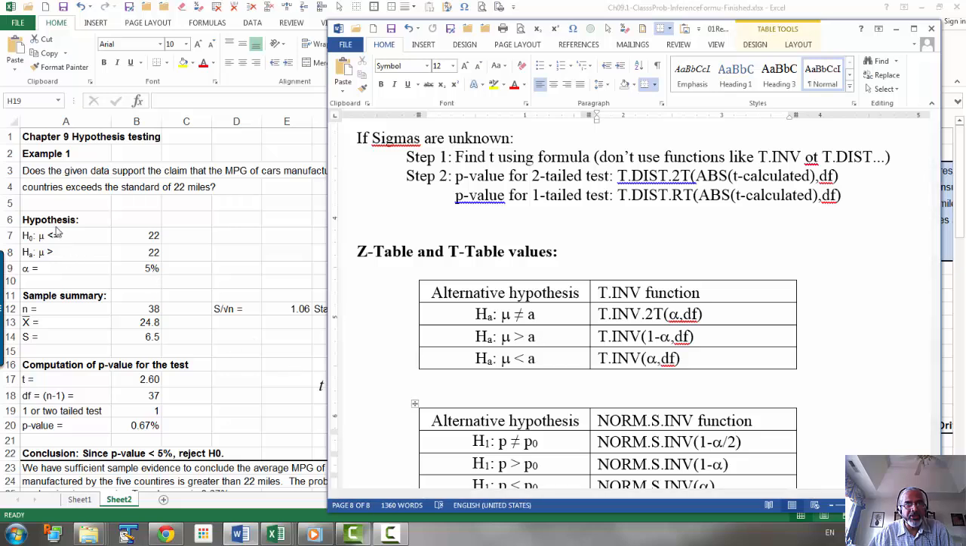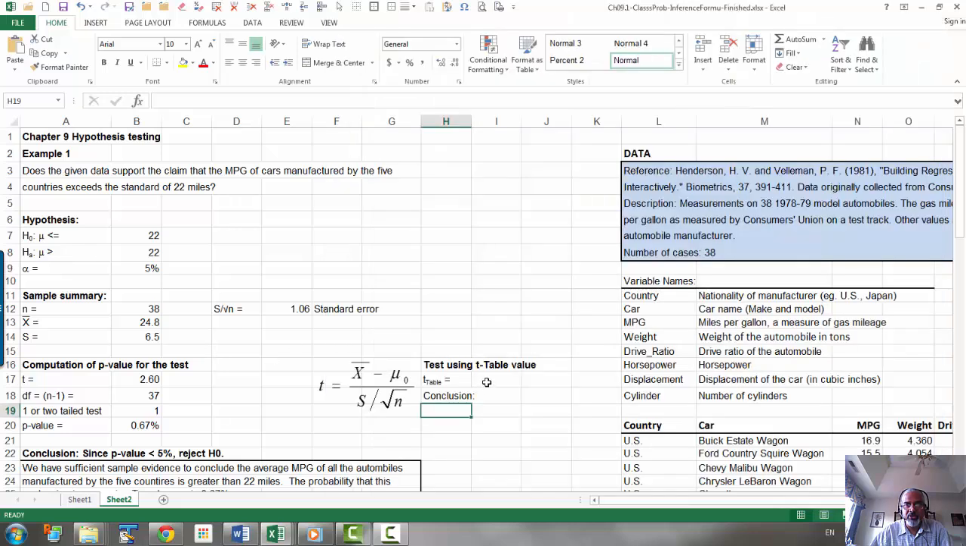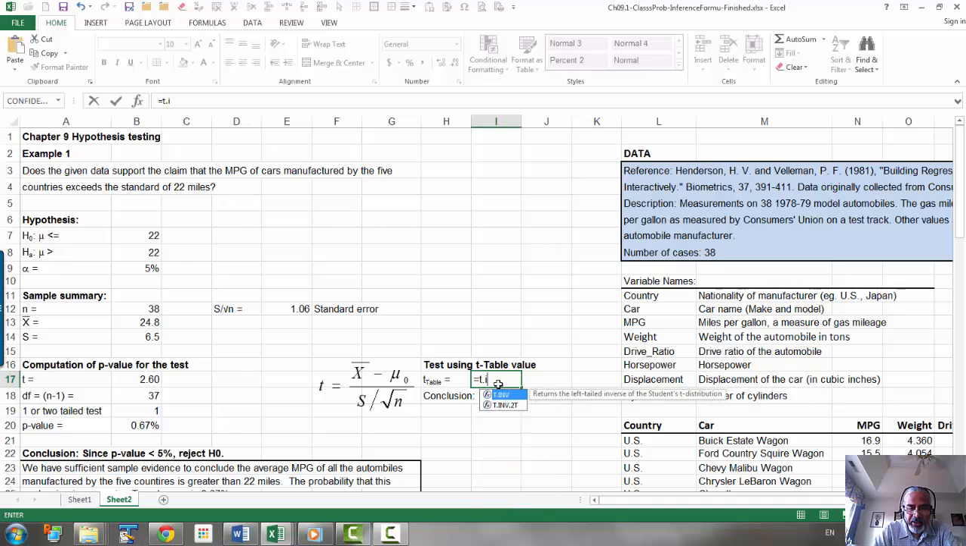So in our example, the hypothesis is one-tailed on the right-hand side, so we need to use this format of the t.inv function. So t-table value is t.inv and 1 minus the alpha value, and then the degrees of freedom. Okay, degrees of freedom, we have computed degrees of freedom right here. So this will give us the t-table value. Okay.